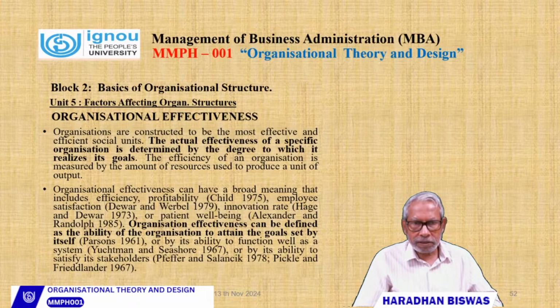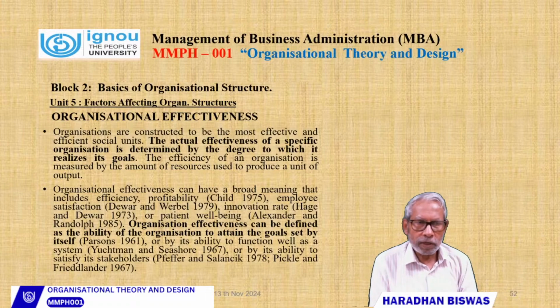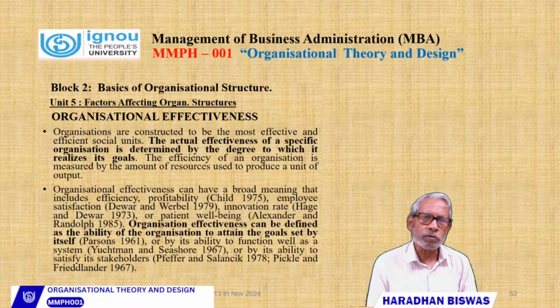So organizational effectiveness can be defined as the ability of the organization to attain the goals set by itself. That is what Parsons said in 1961. Or we can say by its ability to function well as a system. Or by its ability to satisfy its stockholders. So different authors have defined the effectiveness of organizations in different ways.